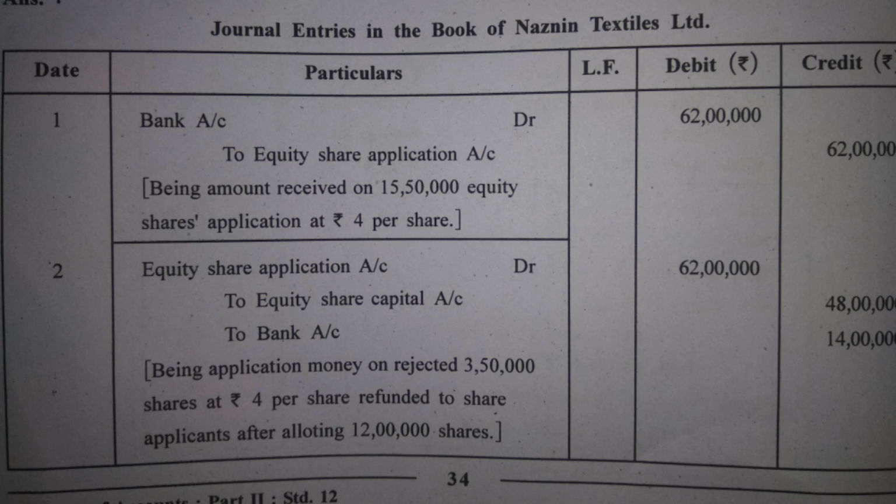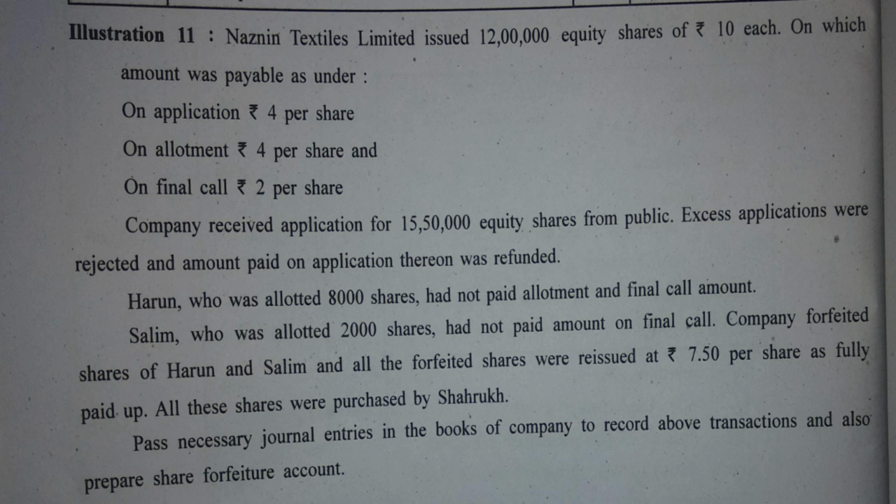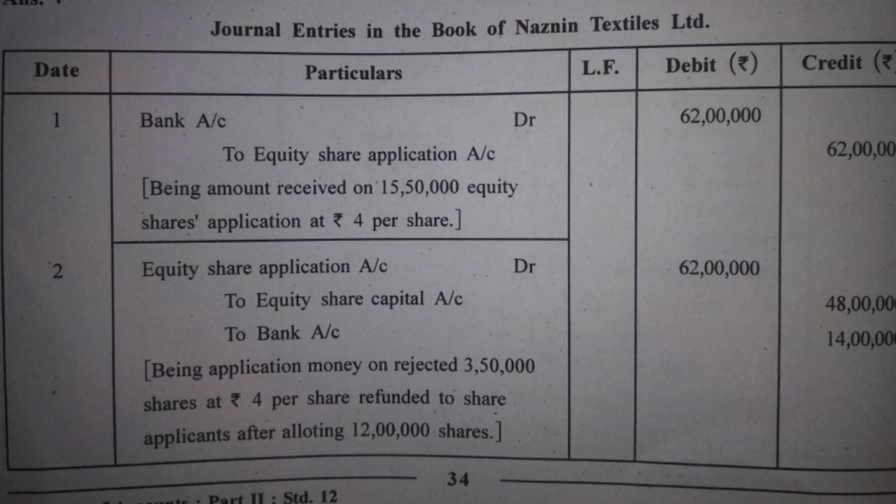How many applications are received? Of course 15,50,000 is clearly written here, and 4 rupees with application. So 15,50,000 into 4, 62 lakh.